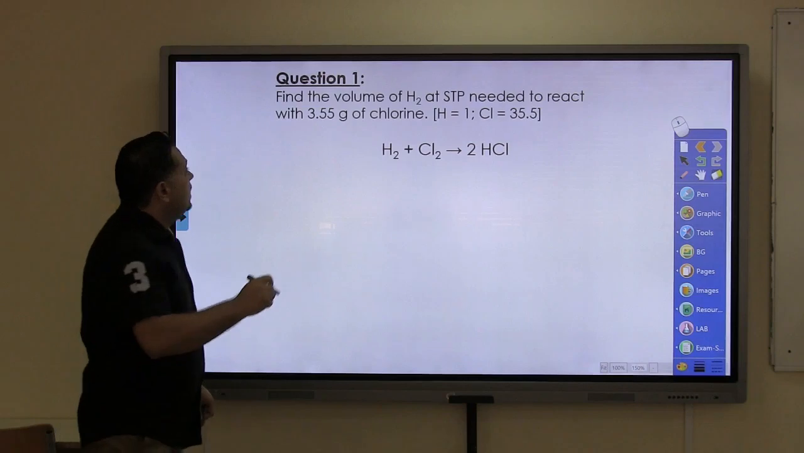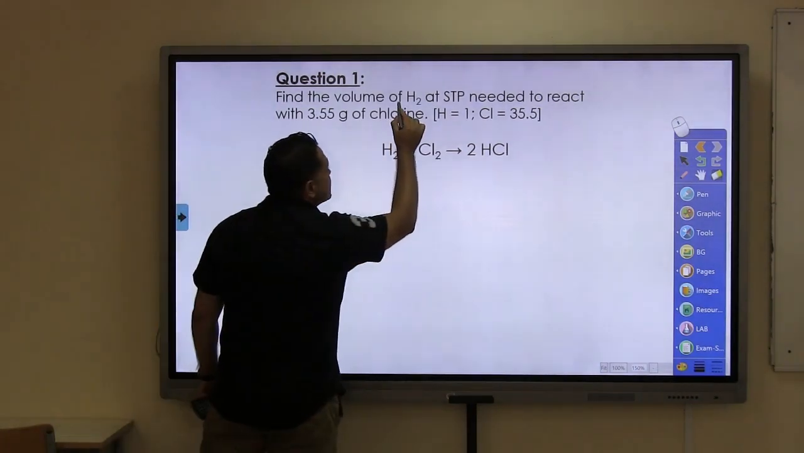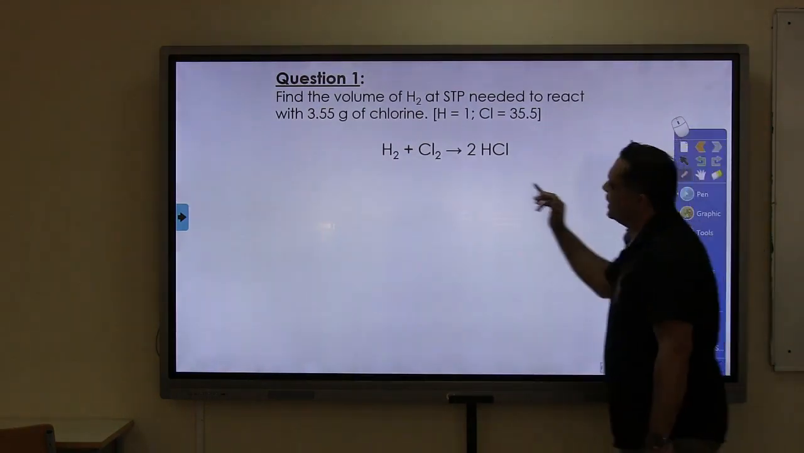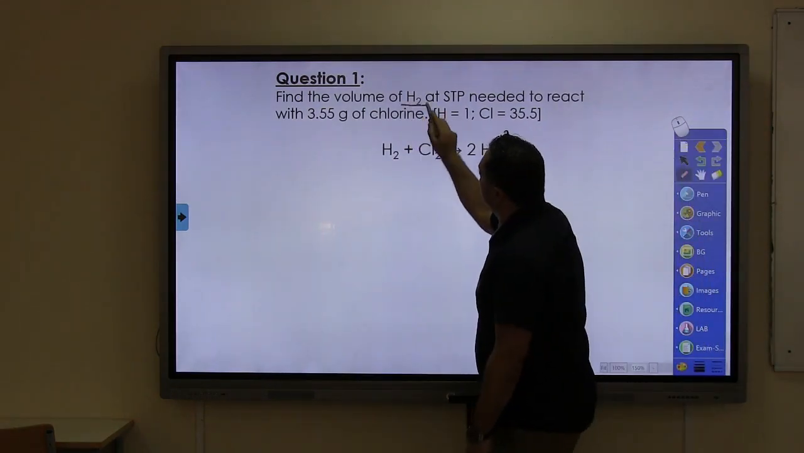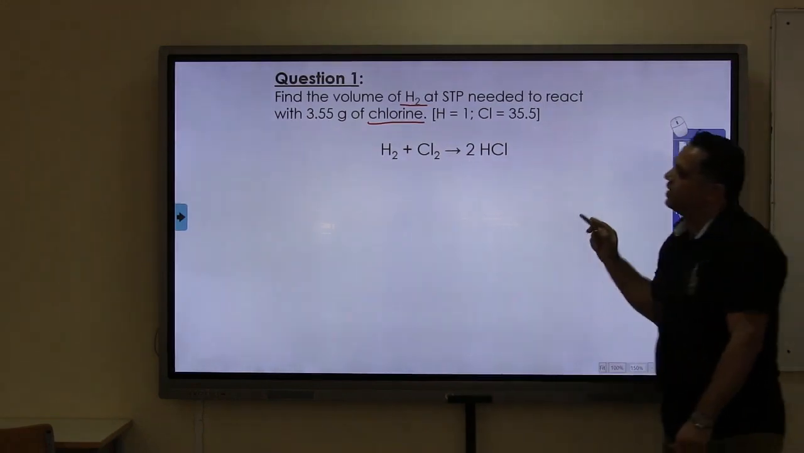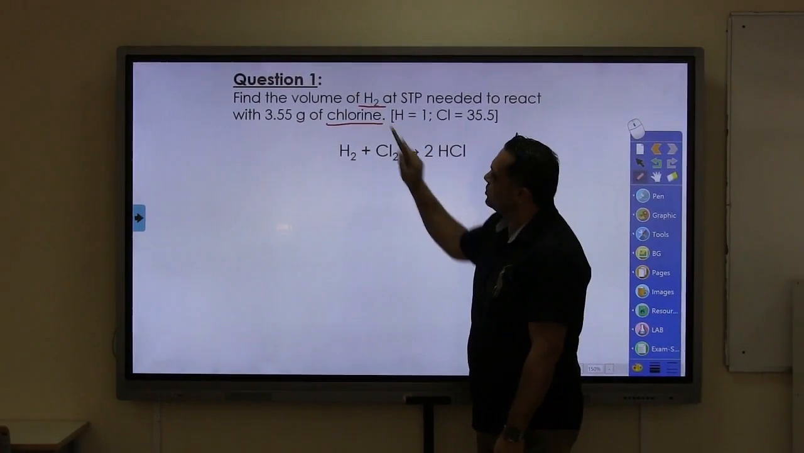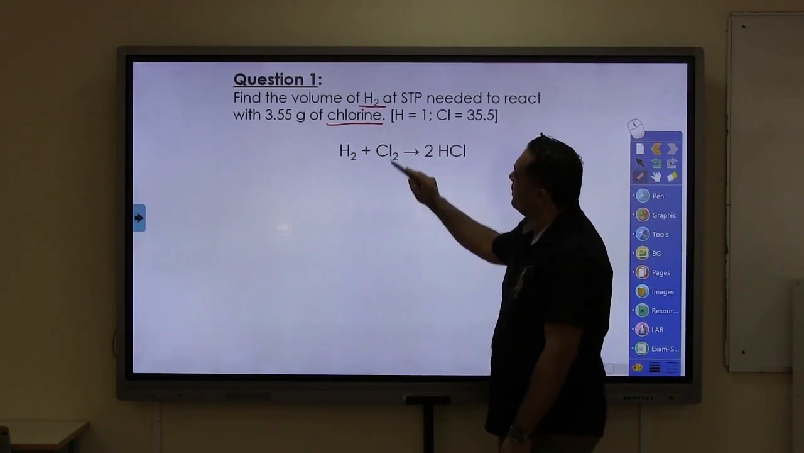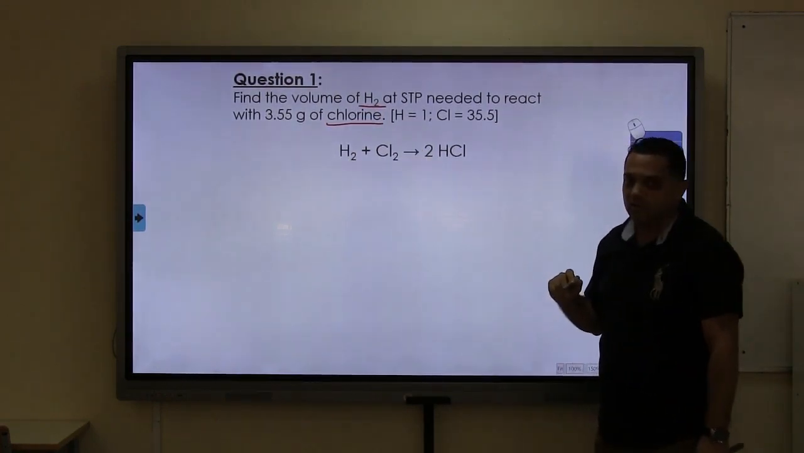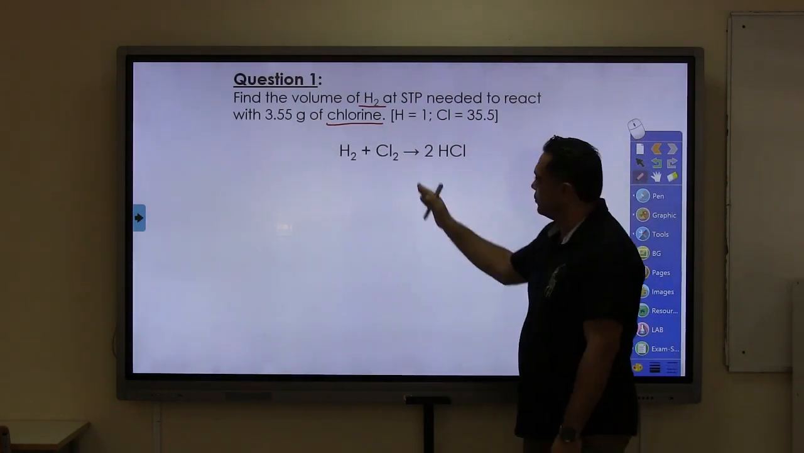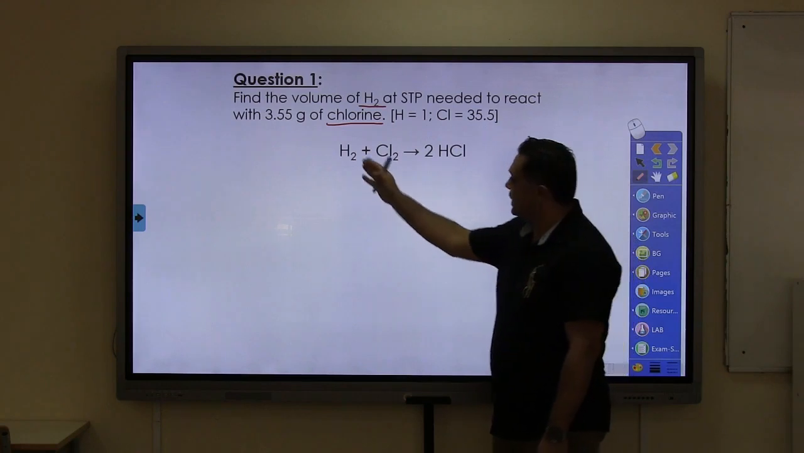The first step is, first of all, to select the species that we will work with. And we can see here that we're working with hydrogen, find the volume of the hydrogen. So I want the hydrogen from the reaction. And also I want the chlorine, 3.55 grams of the chlorine. So I want hydrogen, I want chlorine. From the reaction, I will select hydrogen.